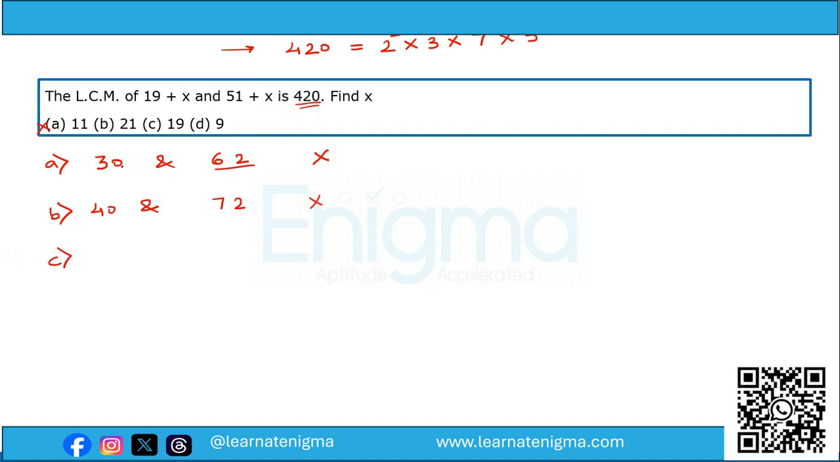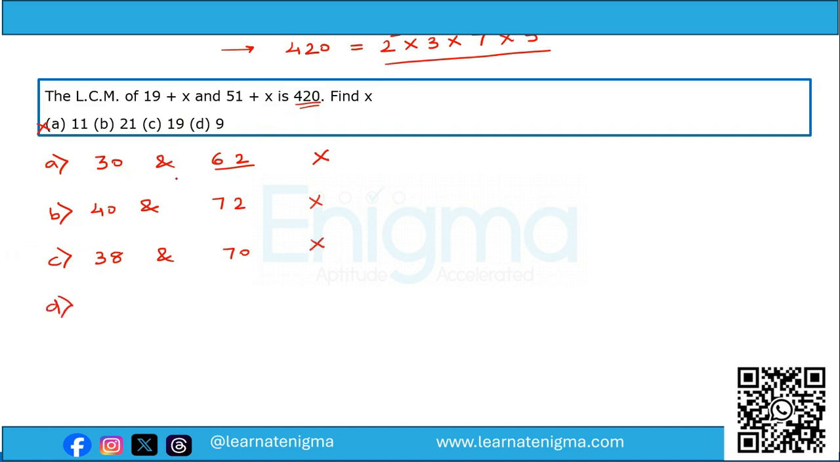Let's take option C. 19 plus 19, that is 38, and 51 plus 19, that becomes 70. Now 38, that means the prime factor is 19, which is not there in this list. So therefore option C is also eliminated.